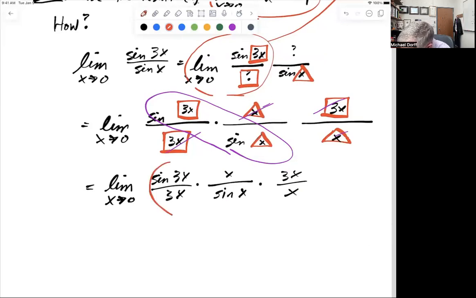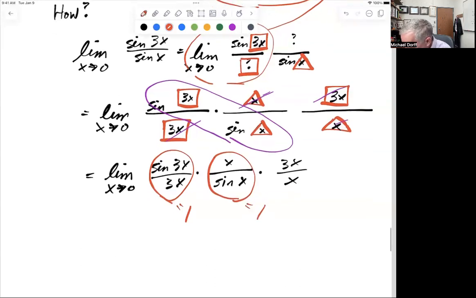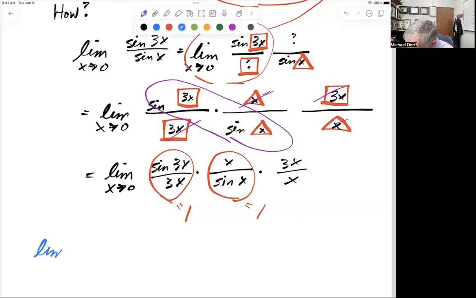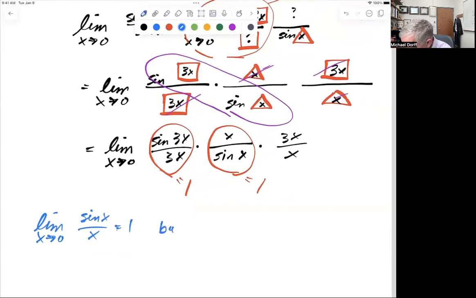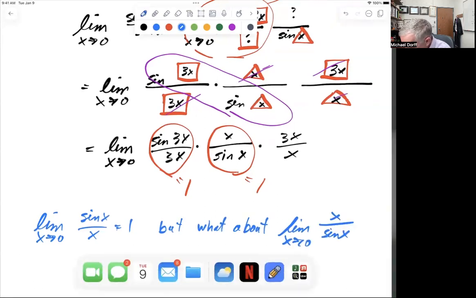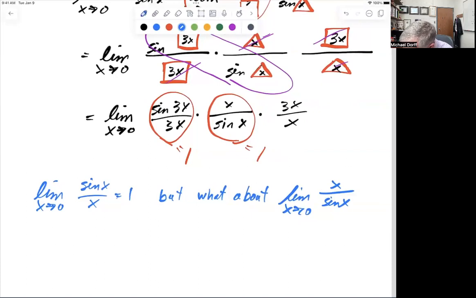Well, by the limit law, this one is going to equal 1. This one's going to equal 1, and that may be a little confusing because you may say, well, wait a minute. We knew the limit as x goes to 0 of sine of x over x equals 1. But what about the limit as x goes to 0 of x over sine x? Well, all I've done is I've flipped this. I've inverted it.